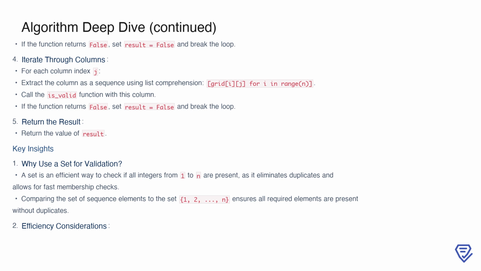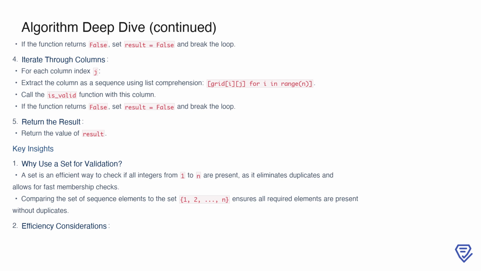Using a set for validation is particularly efficient because it eliminates duplicates and allows for fast membership checks. Comparing the set of a sequence to the target set, {1, 2, ..., n}, ensures that all required elements are present and that no duplicates exist. Additionally, this approach is computationally efficient.